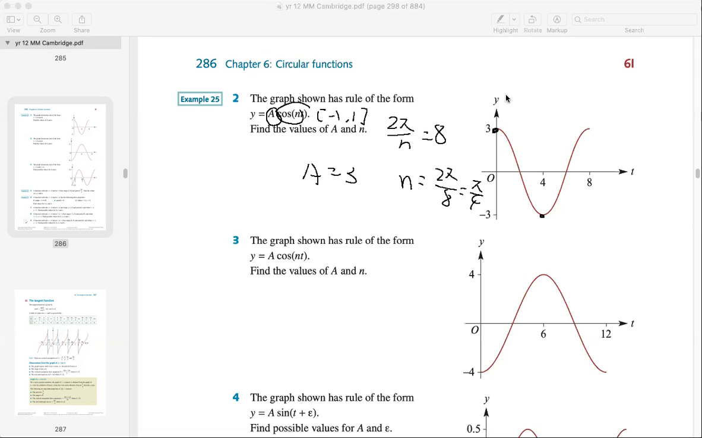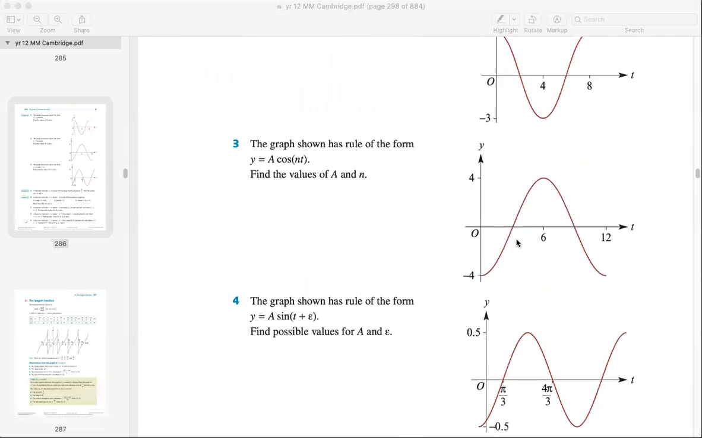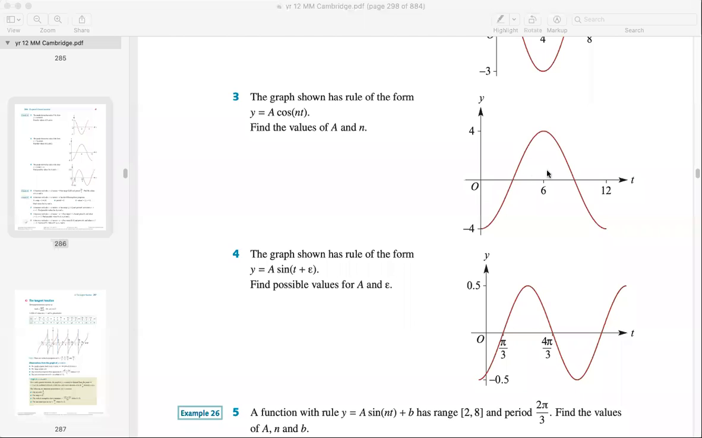And for this one, it kind of answers your questions or concerns. Again, my period is 12. So my 2 pi over n is 12. I can get my n done. But for this part, when my t is 0, my y is -4, which means that a times 1 is -4. So my a will be -4.